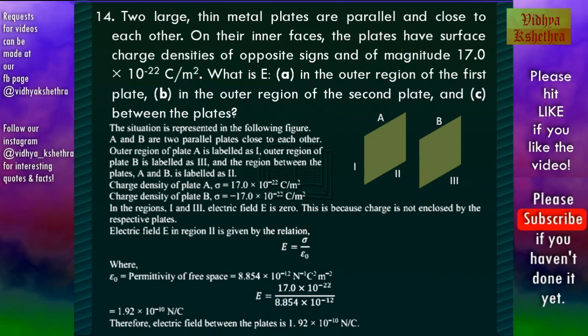Therefore, electric field in region 2 is given by the relation E is equal to sigma by epsilon 0, where epsilon 0 is the permittivity of free space. Substituting the values, we get the electric field intensity between the plates is equal to 1.92 into 10 raised to minus 10 Newton per Coulomb. Therefore, electric field between the plates is 1.92 into 10 raised to minus 10 Newton per Coulomb.